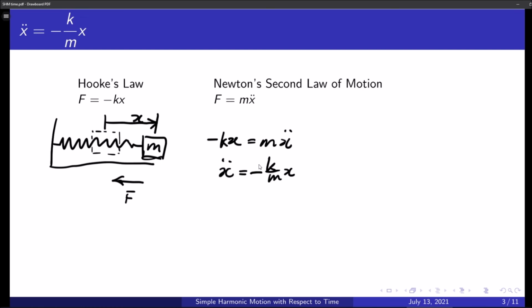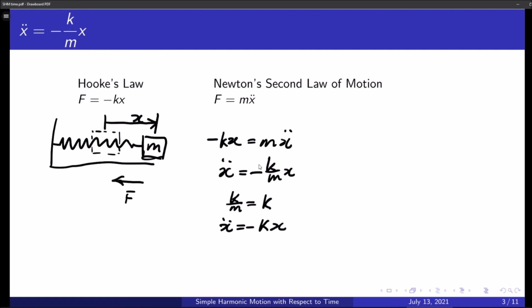In idealized systems, k and m are just constants, and in this sort of problem, we assume they are constant. So we can represent k over m with a single constant, the big K. So we can represent the whole thing with negative Kx. All right, so this is the differential equation.